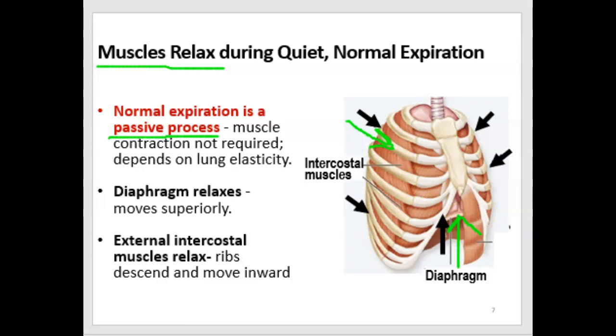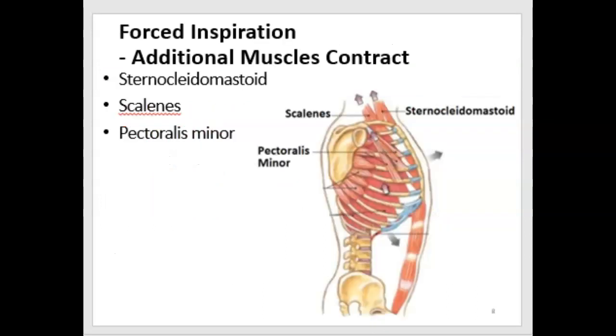Now, one other thing that helps with normal expiration is the elasticity of lung tissue. You might remember from the last lecture that the alveoli of the lung, as well as the pleural membranes, have elastic fibers. And once they've been stretched, then they recoil. So we call that recoil elasticity. And that will help decrease the volume of the lungs.